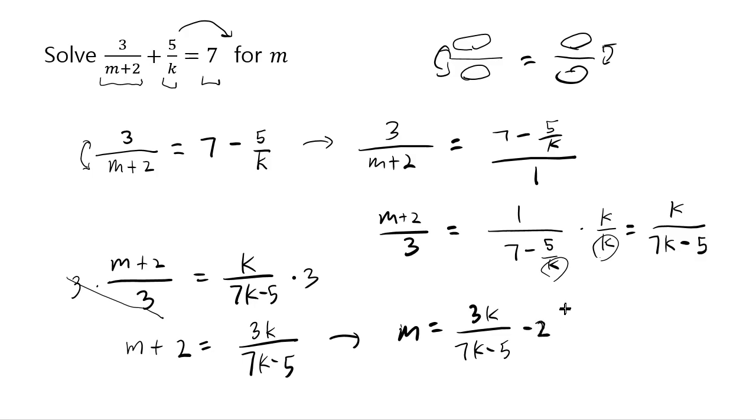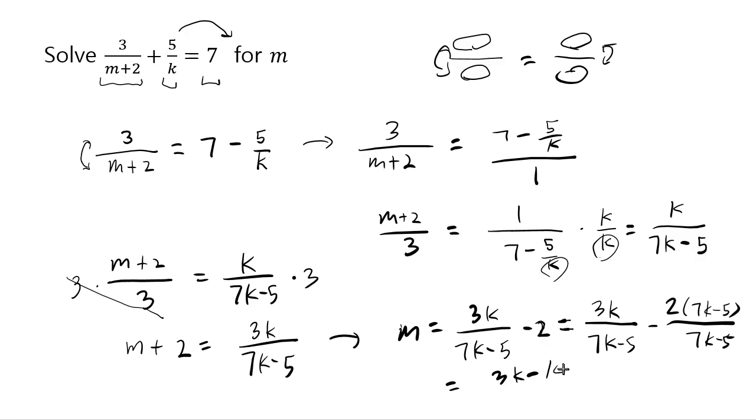Okay, depending on the way the question is worded, sometimes they might want you to have the answer in a simplified form, meaning that it has to be a single fraction. So we can make this into a single fraction by thinking of 2 as 2 over 1, and you multiply by 7k minus 5 over 7k minus 5, so they have the same common denominator, and that gives you 3k minus 14k. 7 times 2 is 14. Negative 2 times negative 5 is plus 10, over 7k minus 5, and 3 minus 14 is negative 11, so you have negative 11k plus 10 over 7k minus 5 as your final answer.